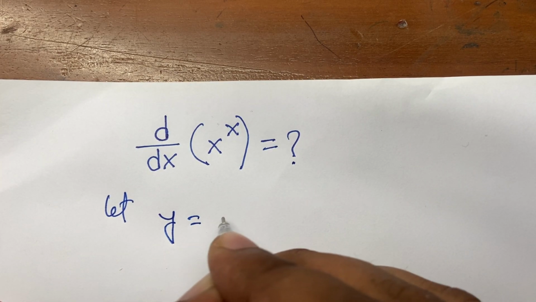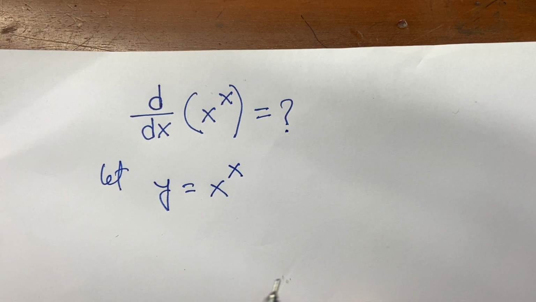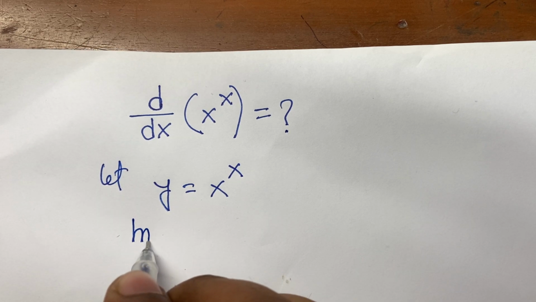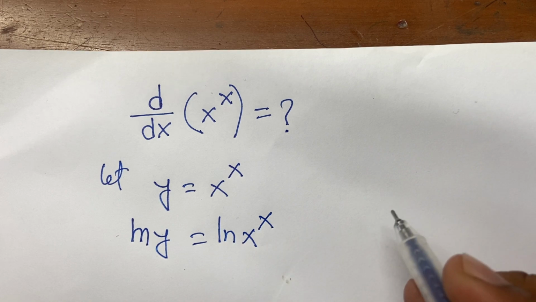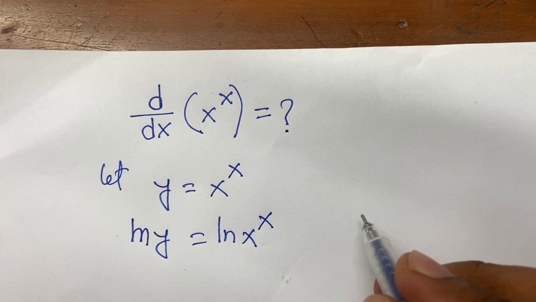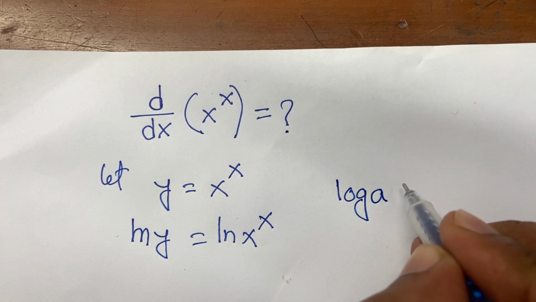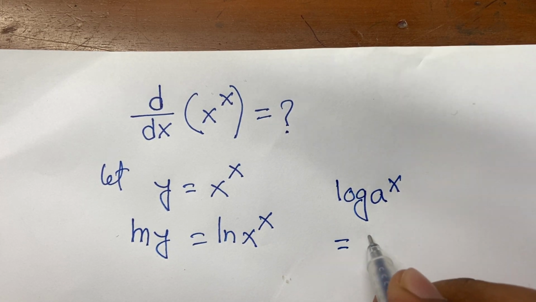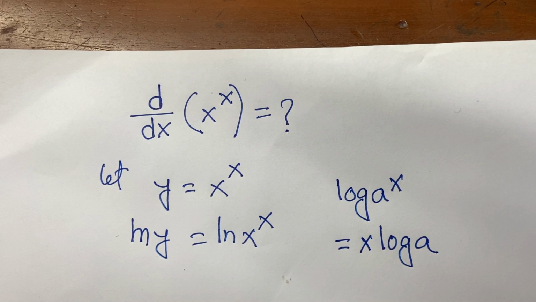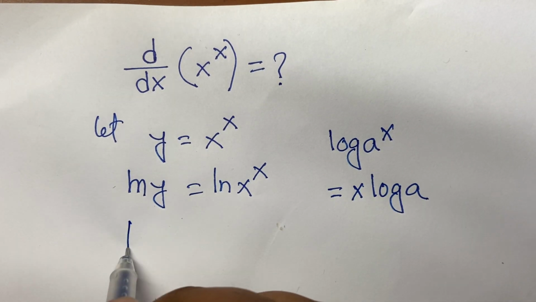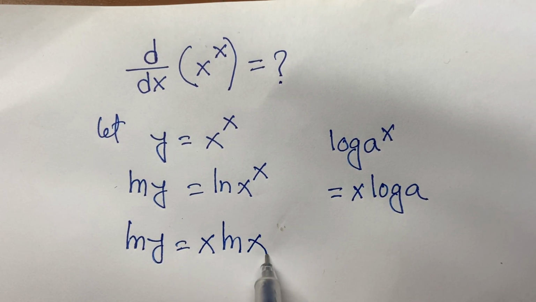y equal to x to the power x. Now I use ln on both sides. This time I can say ln y equal to ln x to the power x. We know that according to logarithm rules, ln a to the power x equal to x ln a. So if I follow this rule, this time I can say ln y equal to x ln x.